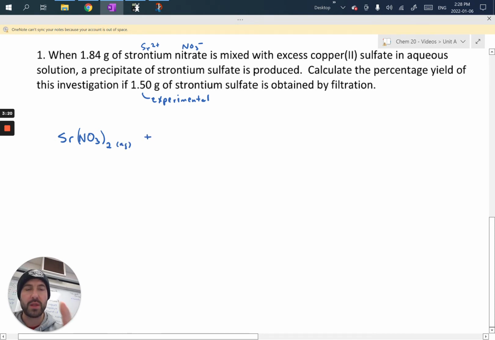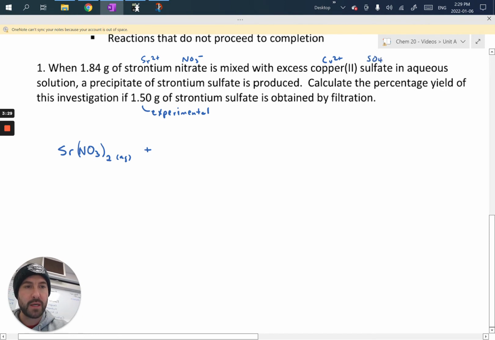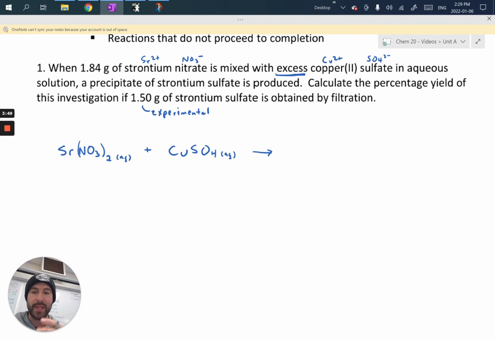We're going to react that with copper 2 sulfate solution. So copper 2 and sulfate is a 2- polyatomic ion. So we're going to get CuSO4, and that's an aqueous solution. And just a little note, it says excess here. So copper sulfate, we're being told, is the excess reagent. There's going to be lots of it extra that isn't used up. It's the strontium nitrate that's going to determine how much precipitate or product I produce. It's the limiting reagent. Okay, and so that's what we're going to use.